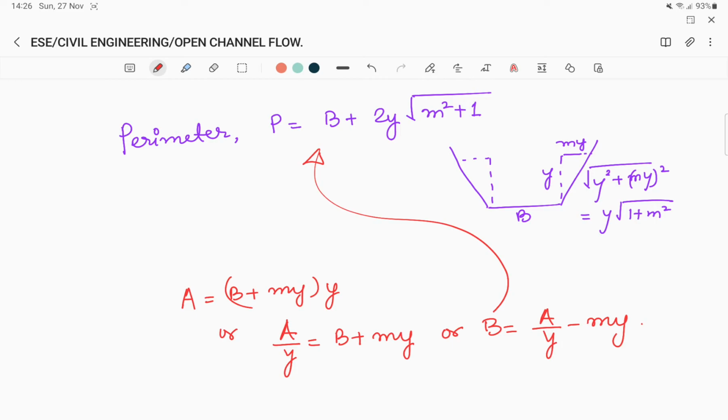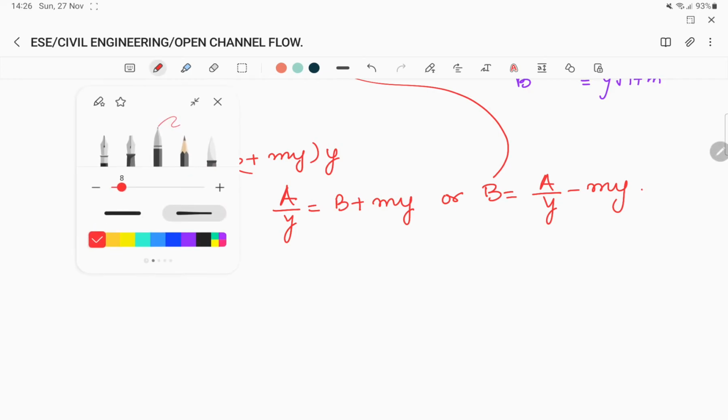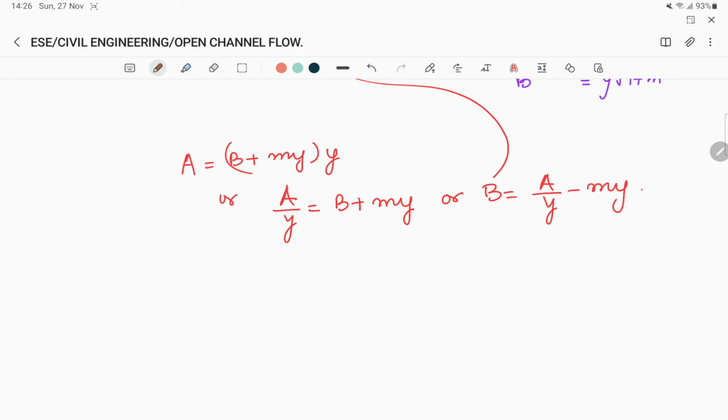So it is very easy to differentiate, because in the case of the most efficient channel section we have to minimize the perimeter so that the cost gets reduced. So let's do that. If we put that value, we get P is equal to A upon y minus my plus 2y under root m square plus 1.